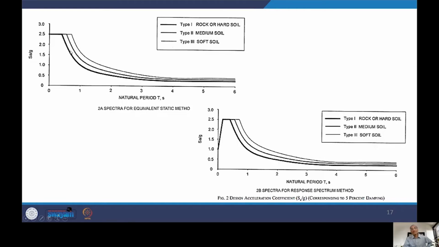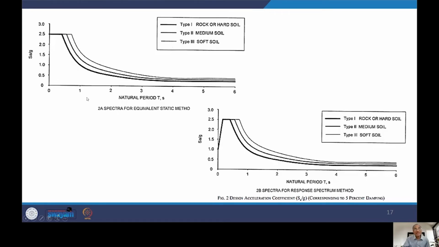There are 3 curves here in this response spectrum, and these 3 curves are for different types of soils. The lowest one is for type first, that is rock or hard soil. The middle curve is for type second, that is medium soil, and the top curve is for type third, soft soil. The soft soil is the concern. When you consider soft soil, the value of Sa by g is maximum here, not here. That means even after a certain period, this is at the same level.